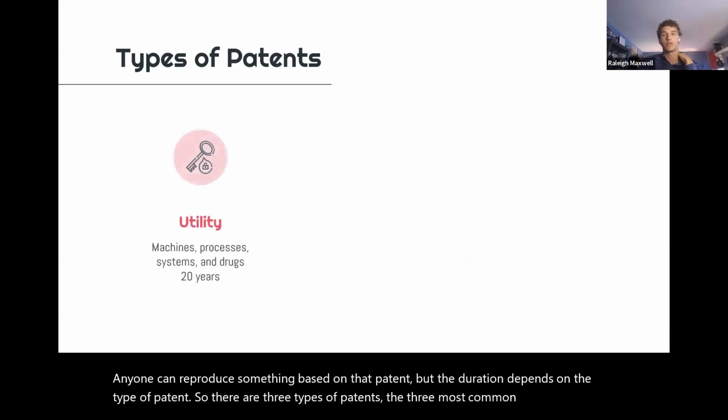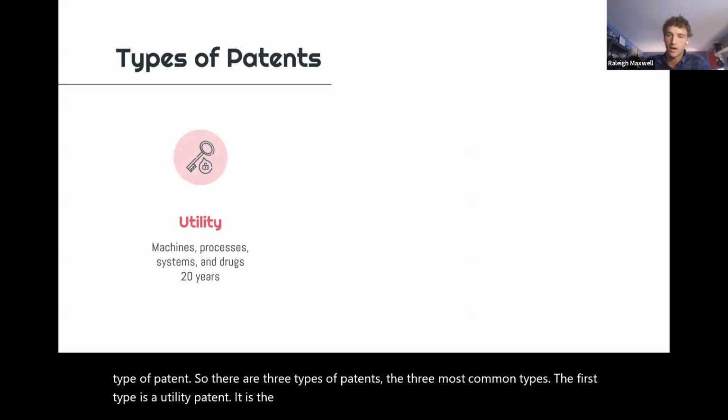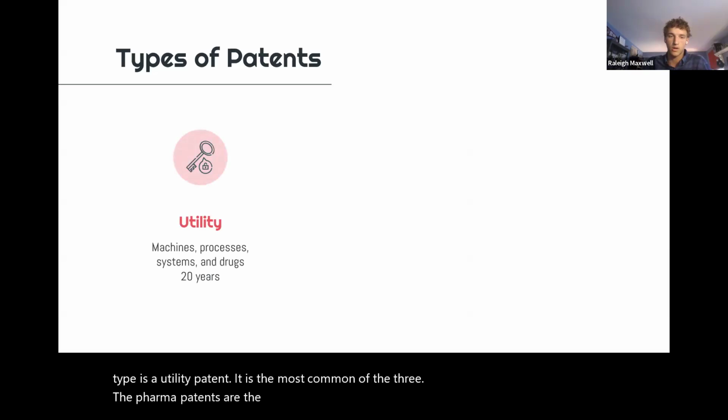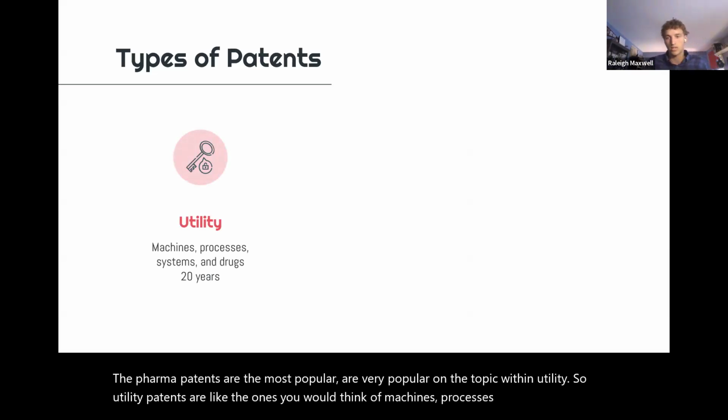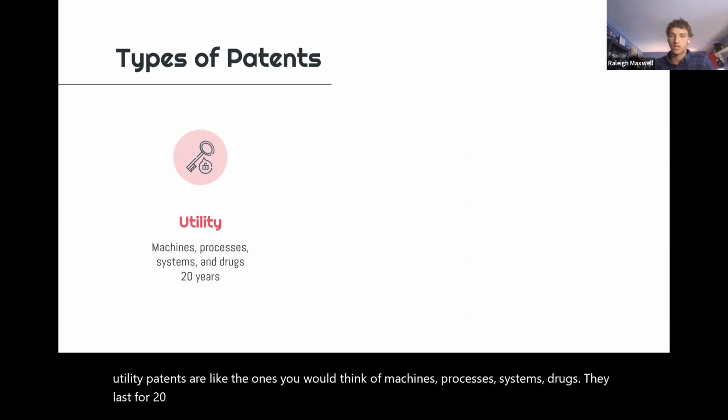The first type is a utility patent. It is the most common of the three. Pharma patents are very popular on the topic within utility. So utility patents are the ones you would think of: machines, processes, systems, drugs. They last for 20 years after the patent is granted.